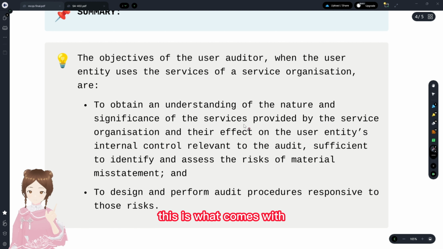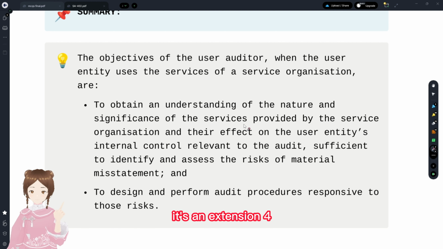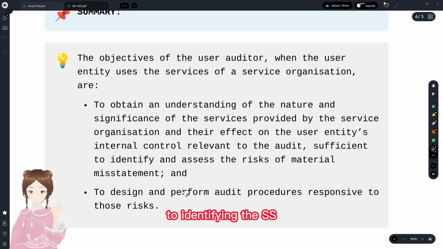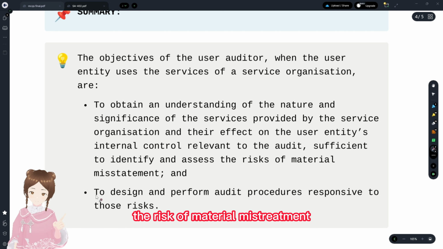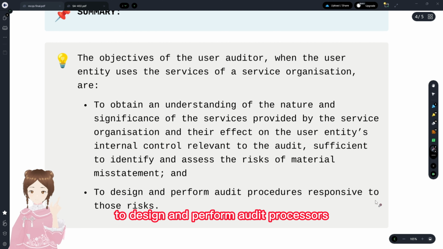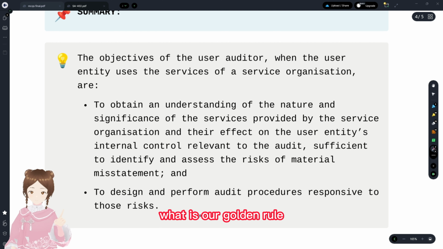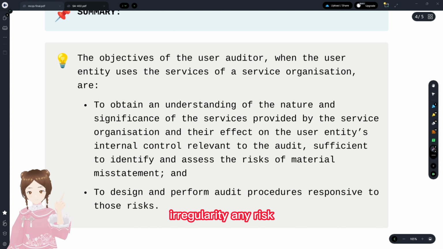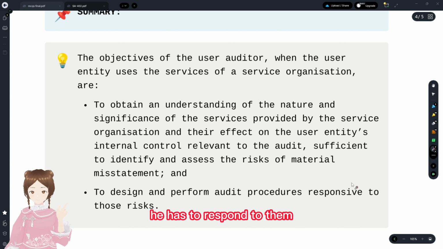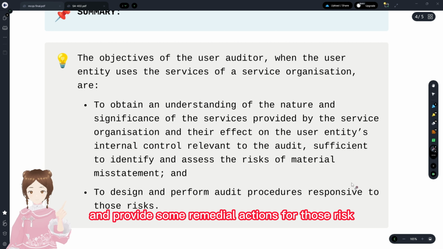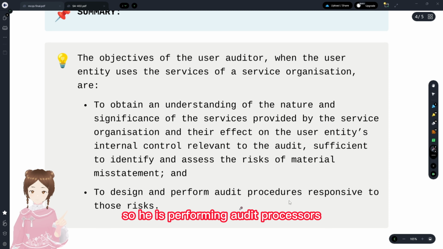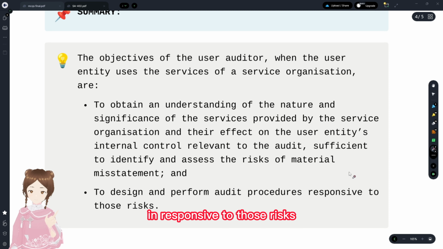This comes with SA315. It's an extension of SA315, to identify and assess the risk of material misstatement, and to design and perform audit procedures responsive to those risks. What is our golden rule? Whenever the auditor finds any fraud, deficiency, irregularity or risk, what does he have to do? He has to respond to them and provide some remedial actions for those risks. So he is performing audit procedures responsive to those risks.